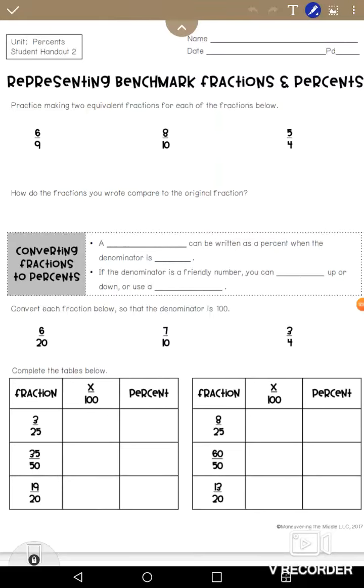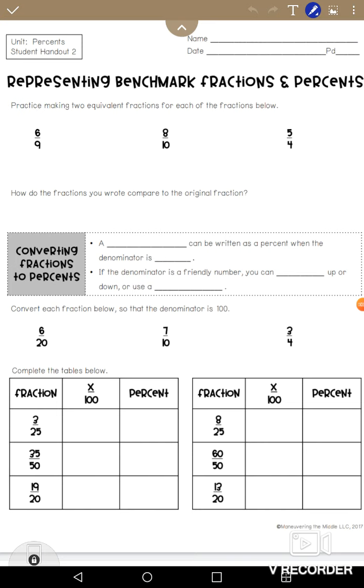Okay, so yesterday we learned about modeling percentages, and today we are going to move on to representing benchmark fractions and percents. Benchmark fractions are fractions that are going to help us identify fractions on a number line and just kind of give us a quick reference when we're comparing numbers in our everyday life.